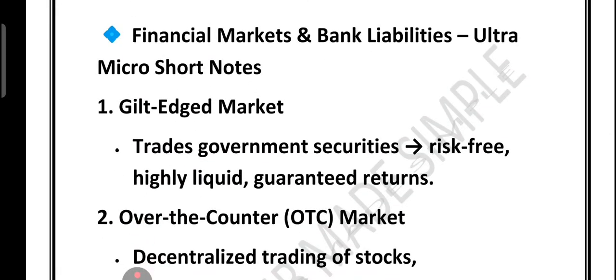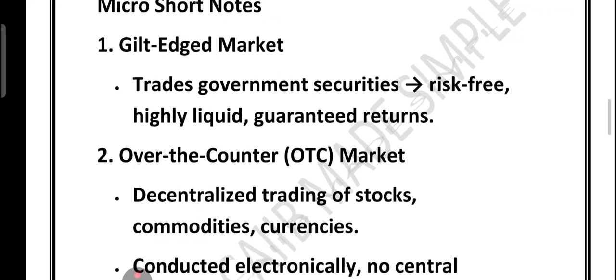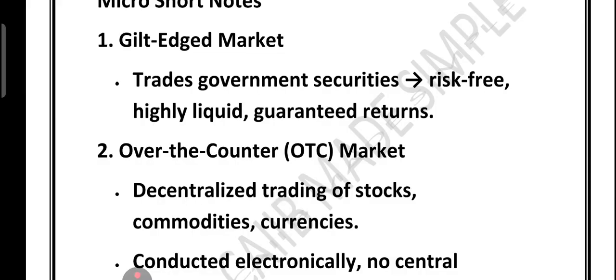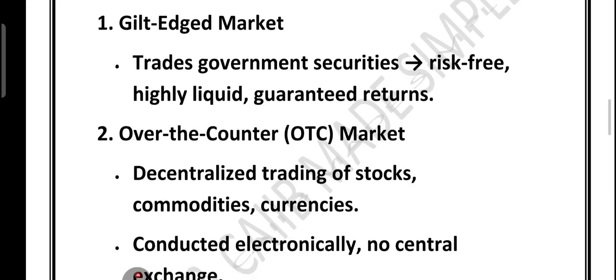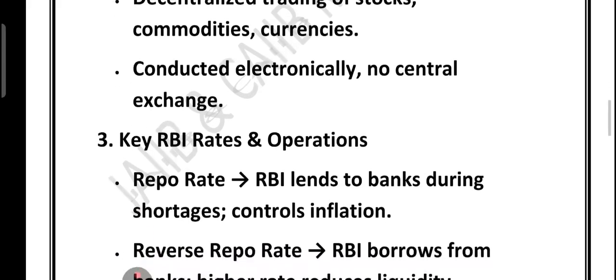Now friends, let's understand the financial market and how banks manage their liability and asset. Gilt edge market, already I told you, this market trades the government securities which are risk free, highly liquid, and offer guaranteed return. Then I told you about the OTC market, a decentralized market for stocks, commodities, currencies, where trade happens electronically, right?